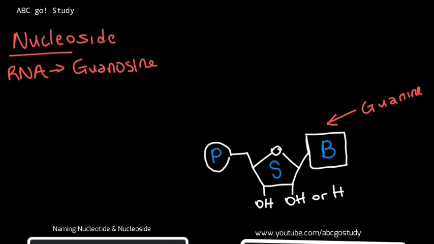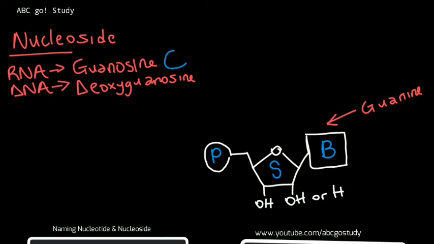I'm talking about in DNA now. In DNA, that's the double-stranded helix that includes a double strand and all that, you have deoxyguanosine. And I expect you to know that the difference between these two, RNA and DNA, is actually their sugar building block.